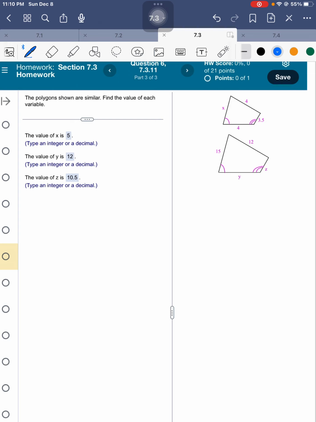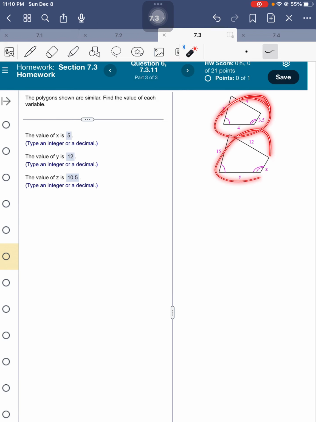Now, this one, you're going to have to set up your own proportions. The polygons shown are similar. Okay, so they helped me out. They told me that these two polygons are in fact similar. So what does that mean? In order to find X, Y, and Z, which are all side lengths, I'm going to have to set proportions from one polygon to the other.